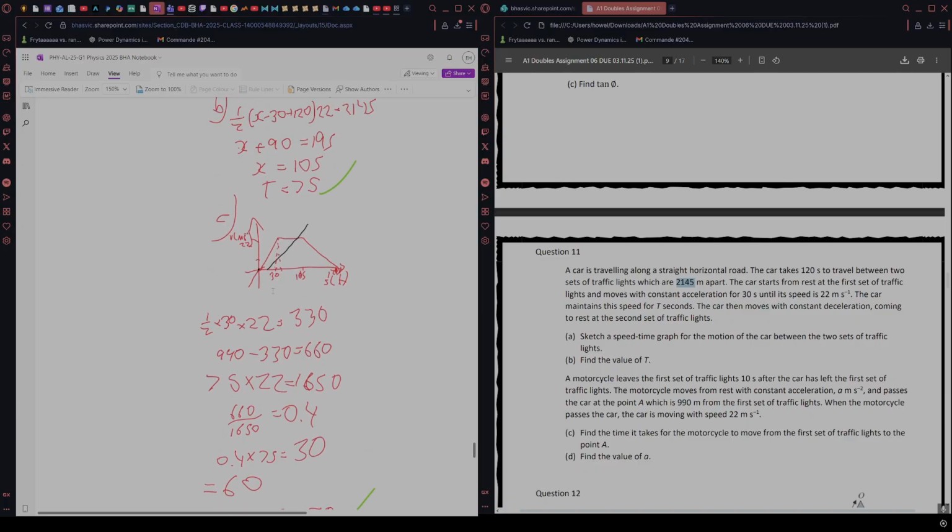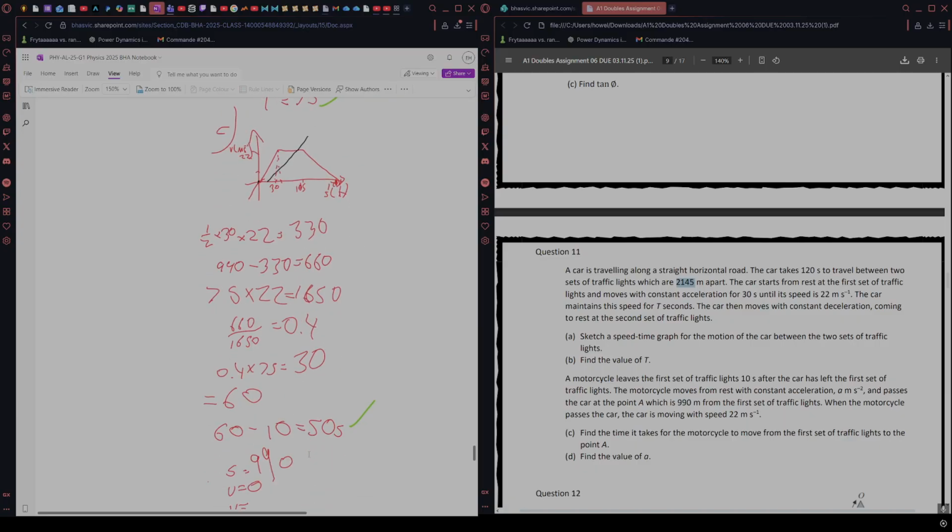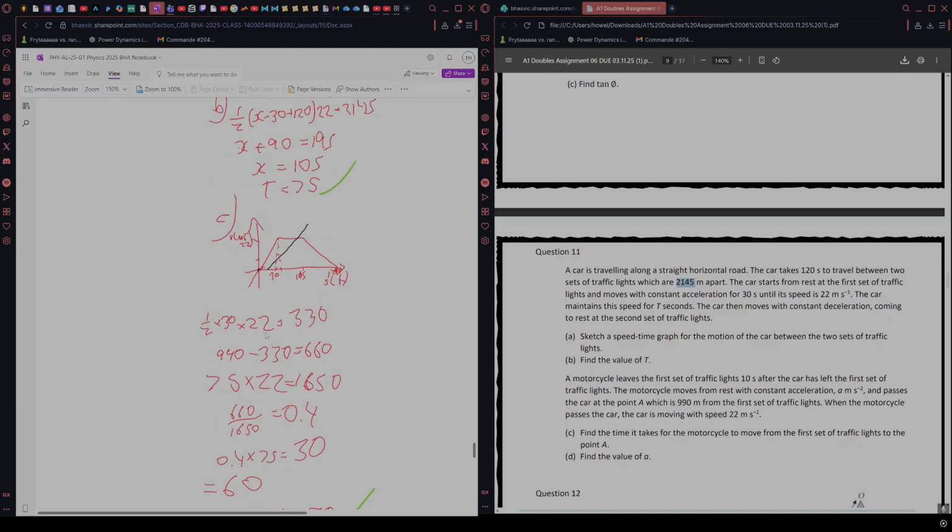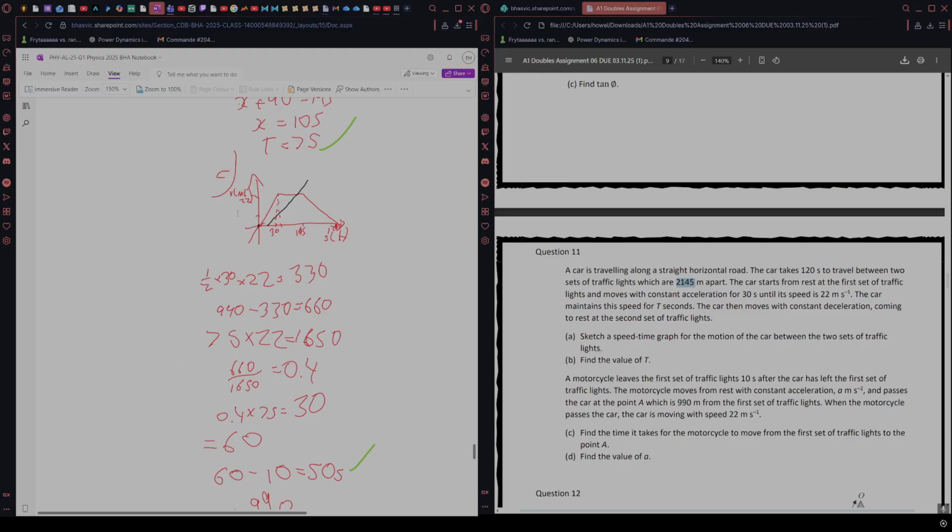We get that it's 30 seconds into when the car is at constant velocity, which means that if we add 30 onto that, we know that the answer is going to be 60, because it intersects this point when the car is moving at 22 meters per second. For the next part, you need to take away 10 at the end because it leaves 10 seconds after the car leaves. Forgot about that.